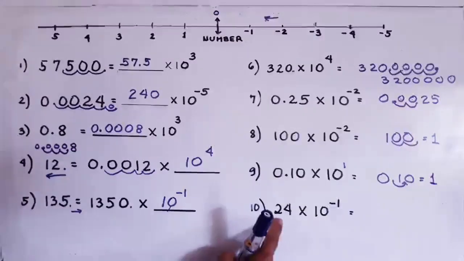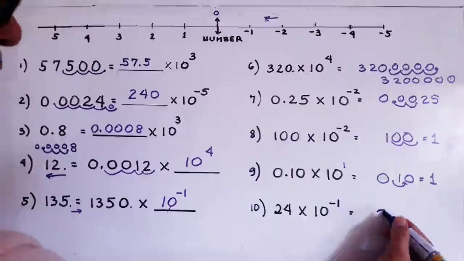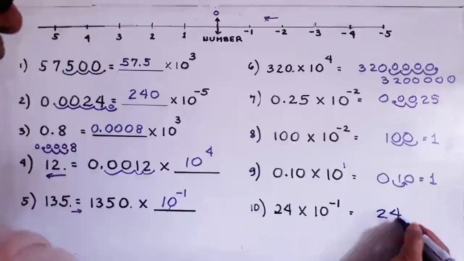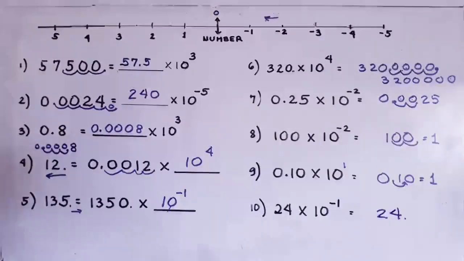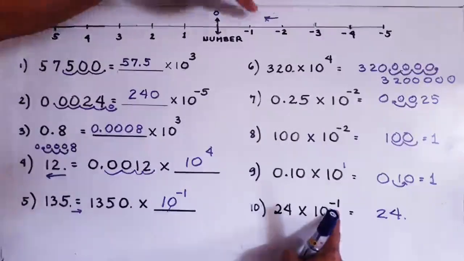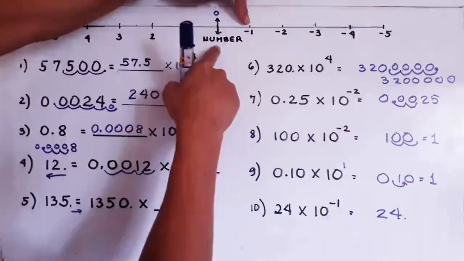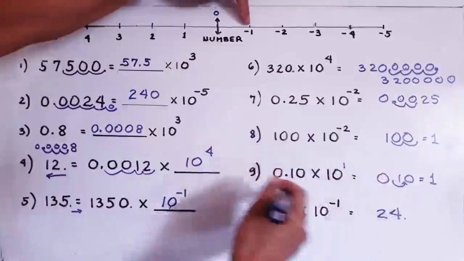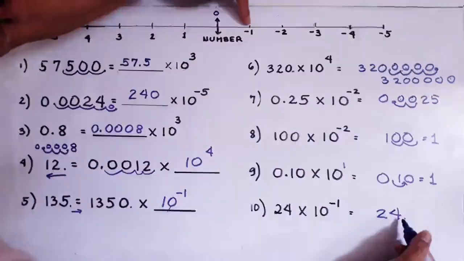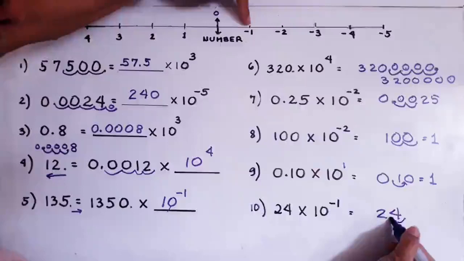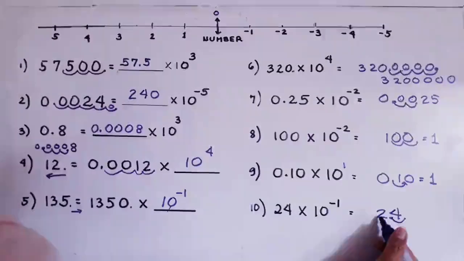And last we have 24. We write here that 24. Decimal point is here. And then where's the negative 1? The negative 1 is here, and we are going here to the ordinary number, so we move it to the left, 1. So from here we move 1, and our answer is 2.4.